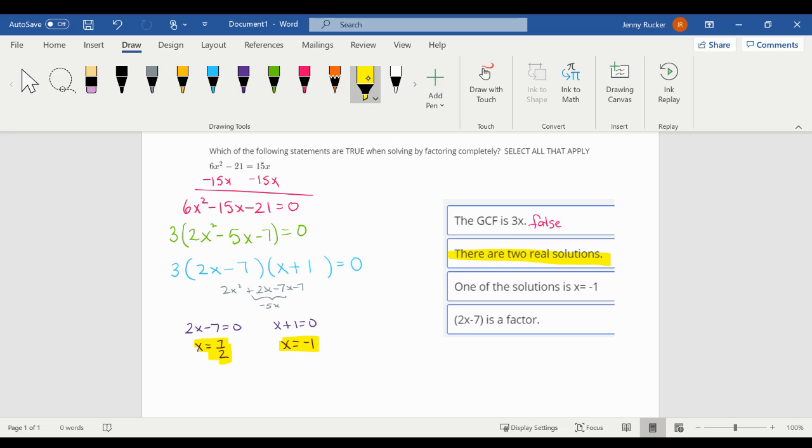One of the solutions is x equals negative 1 is true. 2x minus 7 is a factor is true. That was one of the factors that we used.